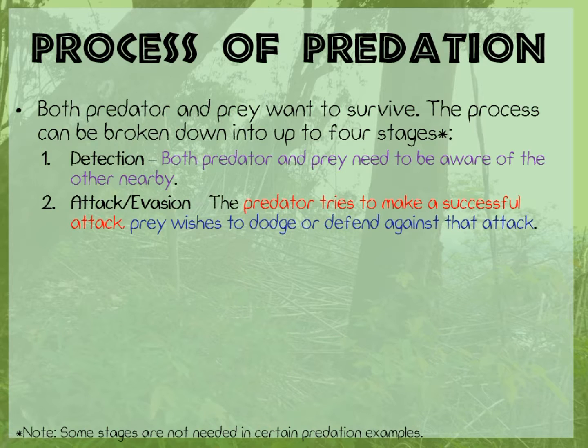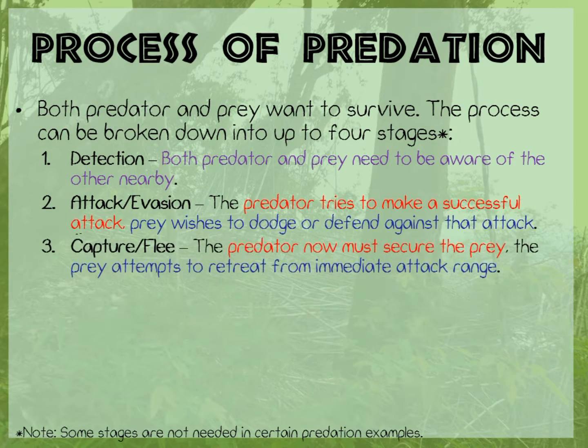Then we have the attack and evasion stage. The predator tries to make a successful attack. The prey wishes to dodge or defend against that attack. We move from there into the capture or flee stage, where the predator must now secure the prey, which might still have some fight left in it. Meanwhile, the prey, if it has dodged the initial attack, must try and retreat from immediate attack range, must try and put some distance between itself and the predator.